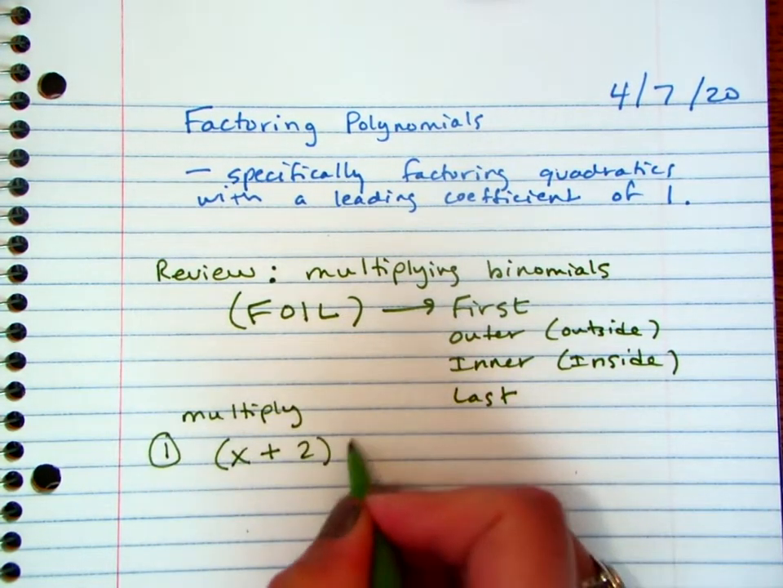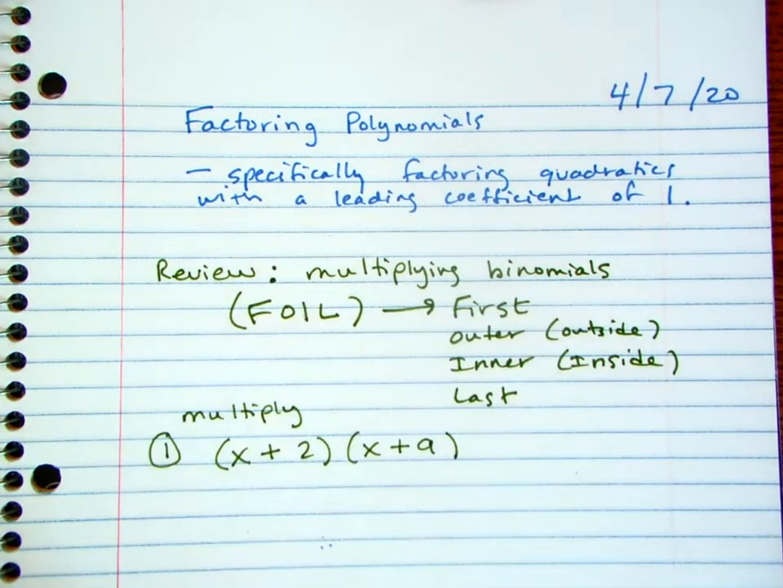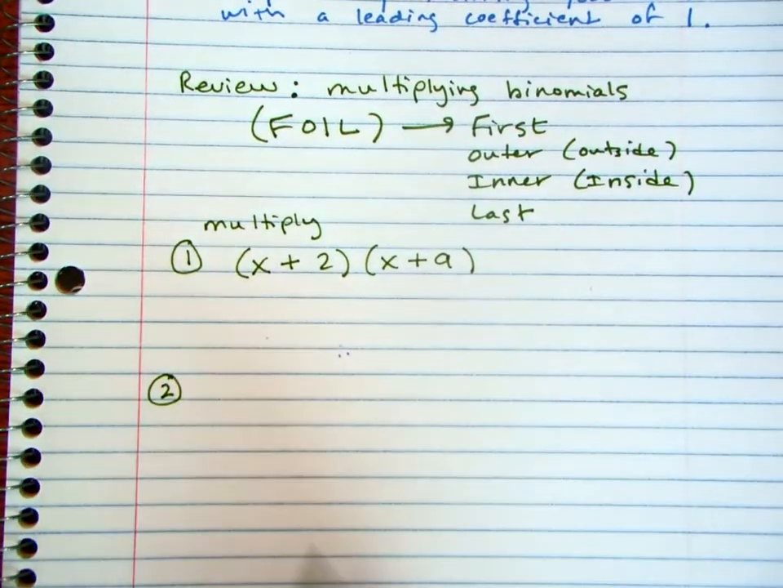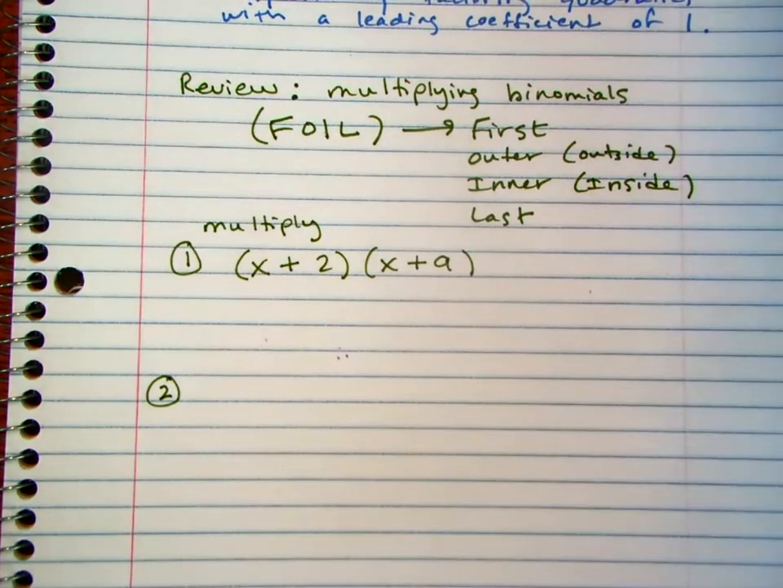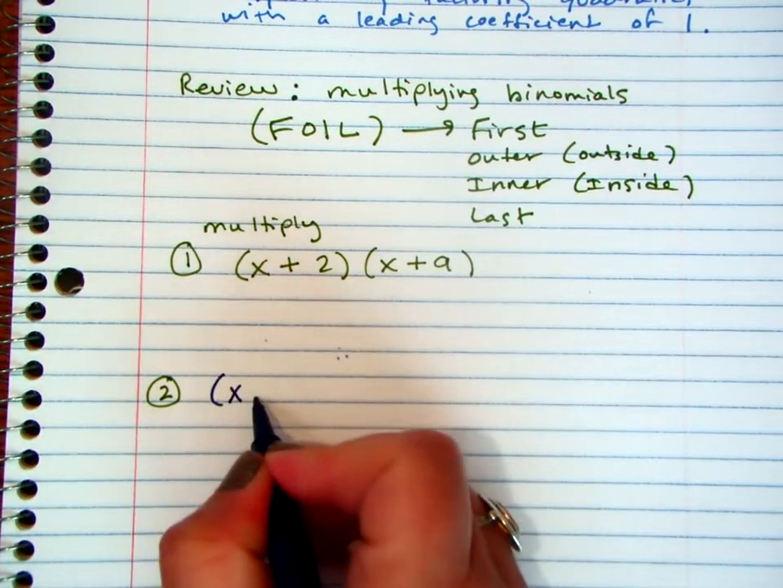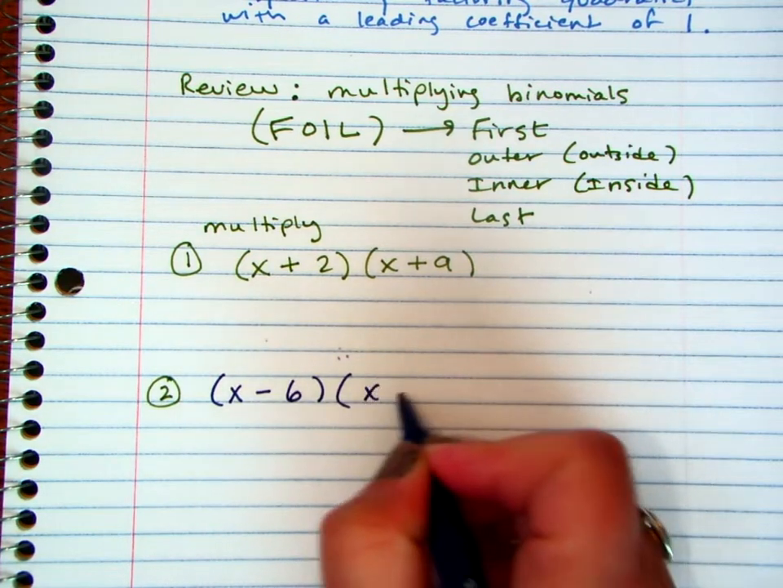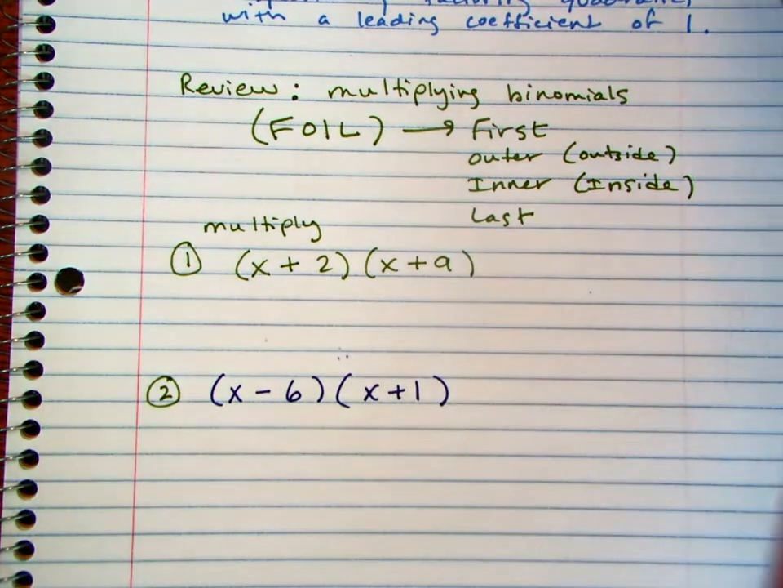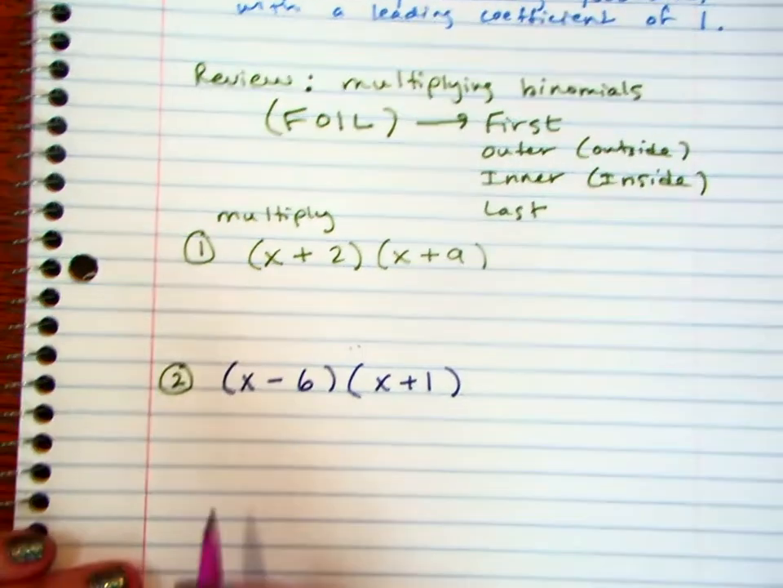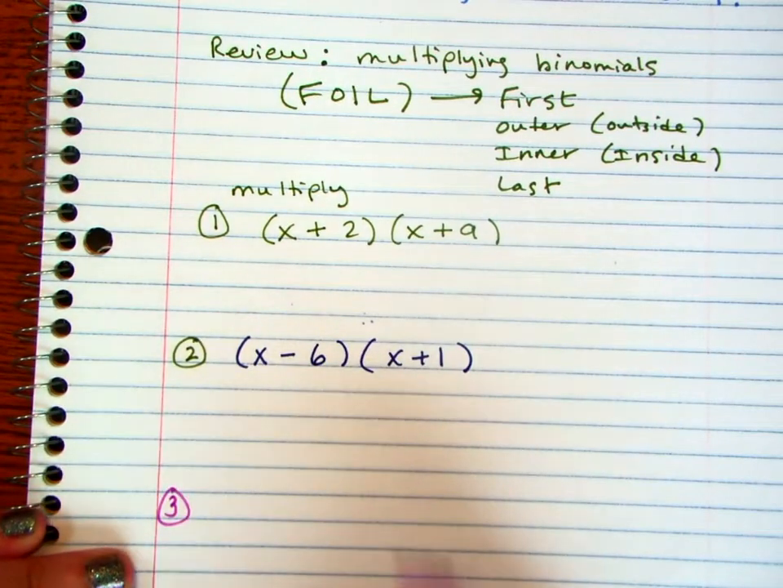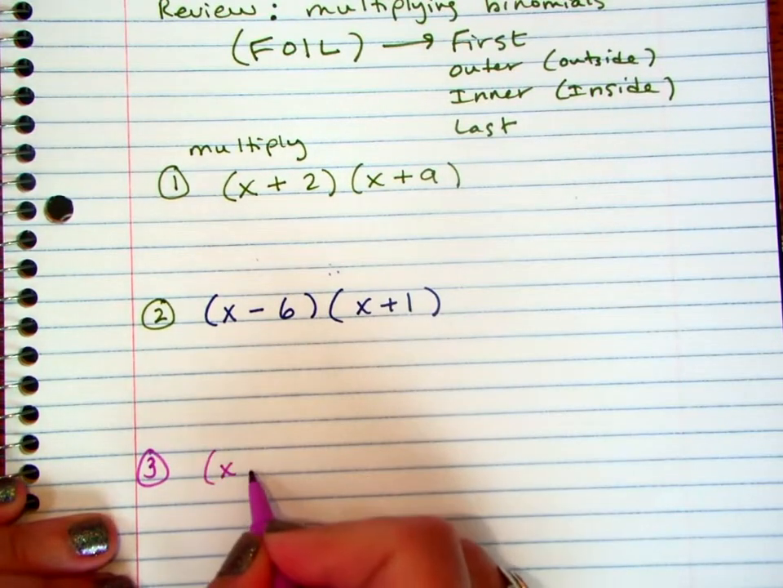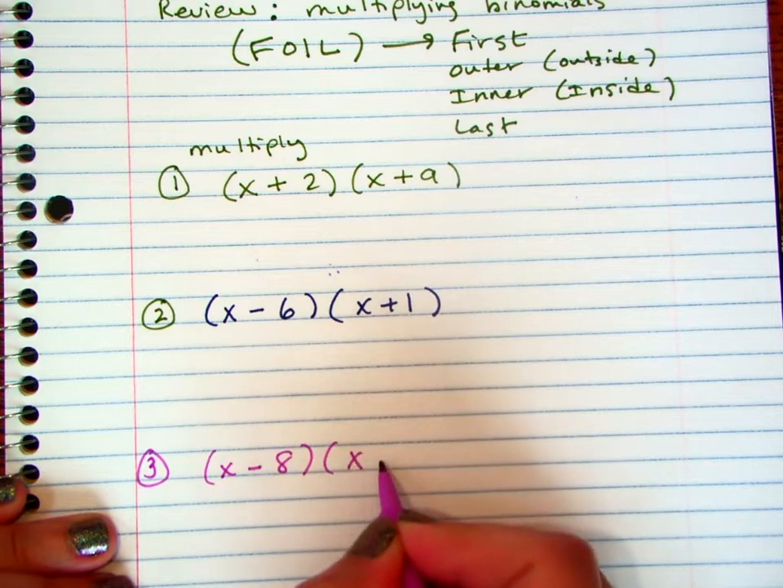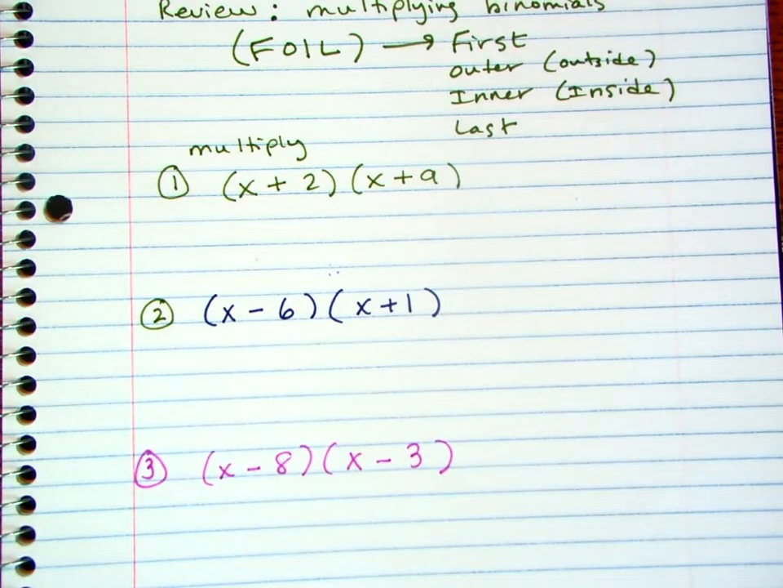So we'll start with x plus 2 times x plus 9, let's say. Our second example will be x minus 6 times x plus 1. And the last example that we're going to multiply will be x minus 8 times x minus 3. Okay, so if you want to try those, go ahead and stop the video so that you can try them before you watch the answers. If you'd like to just watch, that's fine as well.